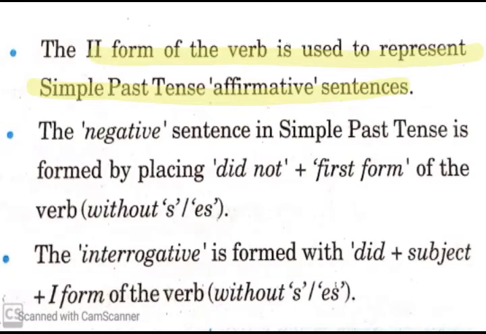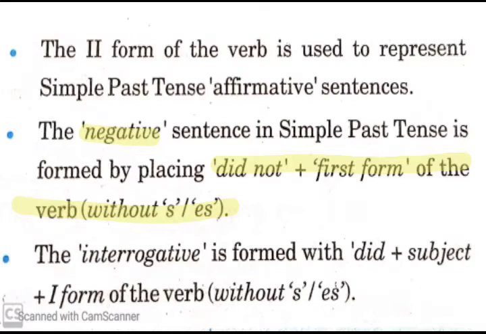The first and the foremost thing is, what are the rules for simple past tense? Okay. Firstly, the second form of verb is used to represent simple past tense affirmative sentences. So if we are talking about affirmative sentences, affirmative means positive sentences. In that case we use second form of verb. Negative form of simple past tense is formed by placing did not plus first form of the verb without s or es. For example, an affirmative sentence in simple past could be I ate, she ate, they ate.